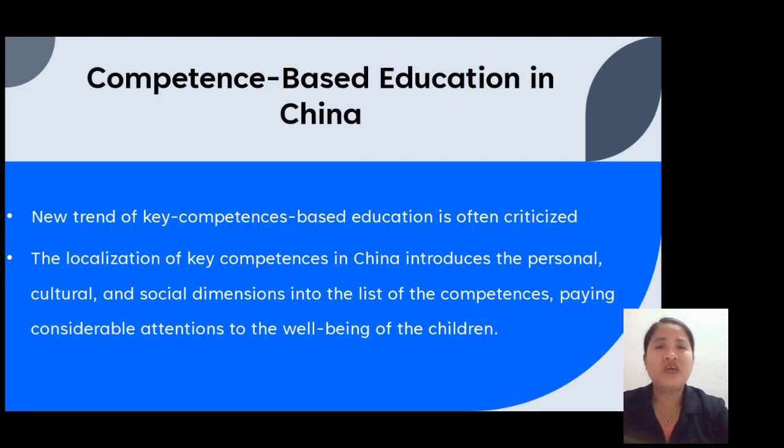Although the new trend of key competence-based education is often criticized for its emphasis on instrumental functions for the implementation of economic and political agenda, the localization of key competences in China introduces the personal, cultural, and social dimensions into the list of the competences, paying considerable attention to the well-being of the children. Hence, it is a great step toward educating for wholeness of the person.